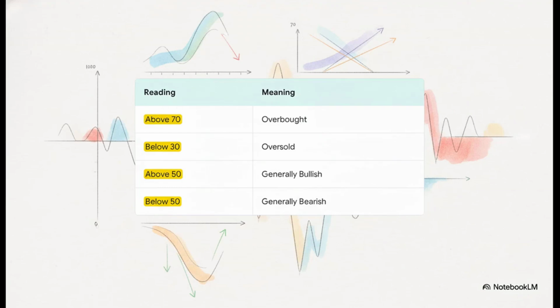And the great thing is, it operates on this super simple scale from 0 to 100. There are two magic numbers here that traders are always watching. Anything above 70 starts to suggest that the market is overbought. Prices have shot up really fast and might be due for a breather. And a reading below 30 suggests the opposite. It might be oversold and ready for a bounce.